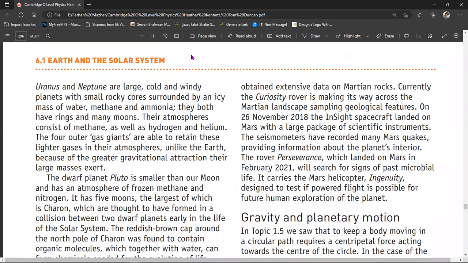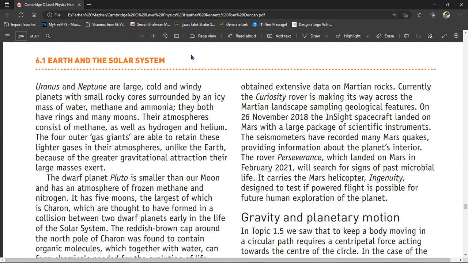Uranus and Neptune are large, cold, and windy planets with small rocky cores surrounded by an icy mass of water, methane, and ammonia. They both have rings and many moons. Their atmospheres consist of methane as well as hydrogen and helium. The four outer gas giants are able to retain these lighter gases in their atmosphere.